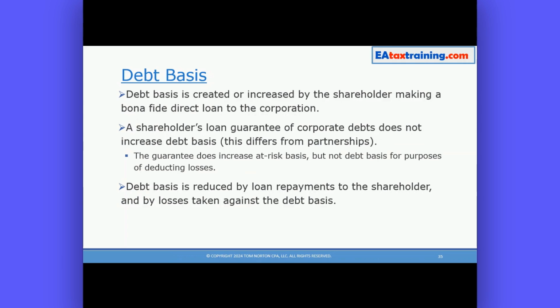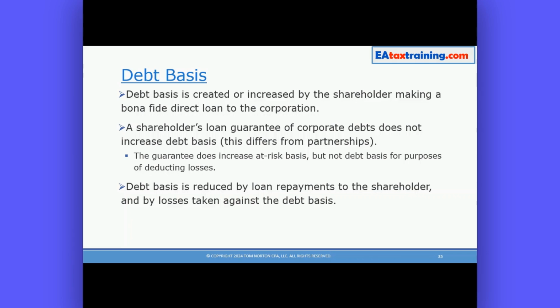The shareholder does not get any type of basis, stock basis or debt basis, for guaranteeing a debt of the corporation. Now, the guarantee does increase their at-risk basis. So remember, we talked about in order to take losses, you have to be at risk in the entity, in this case, in the S Corp. So the loan guarantee will give the shareholder at-risk basis, but it does not increase their debt basis in the S Corp.